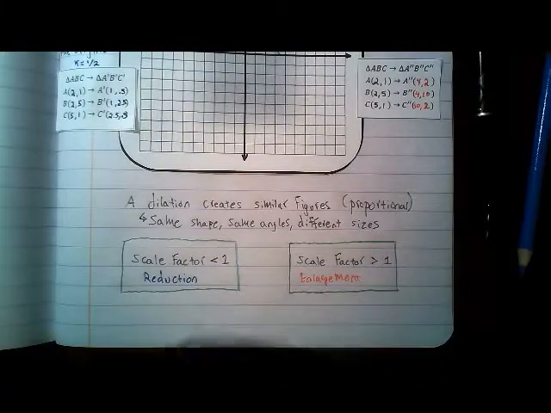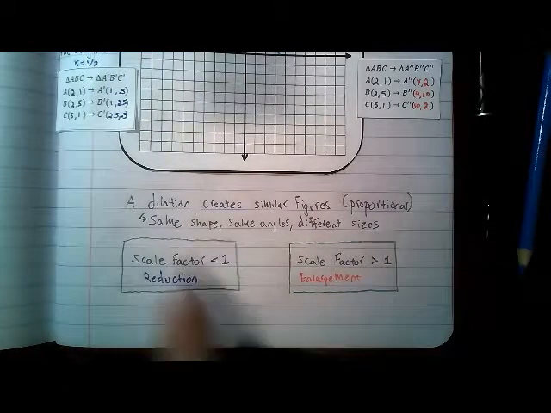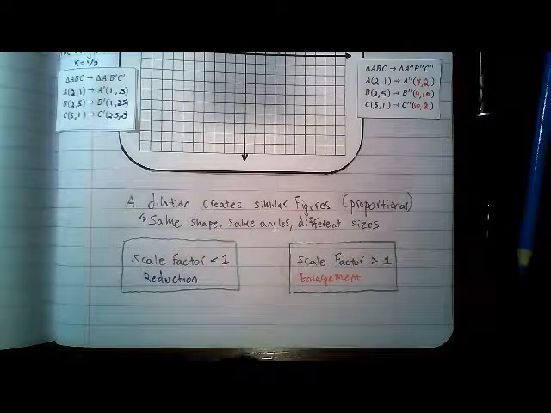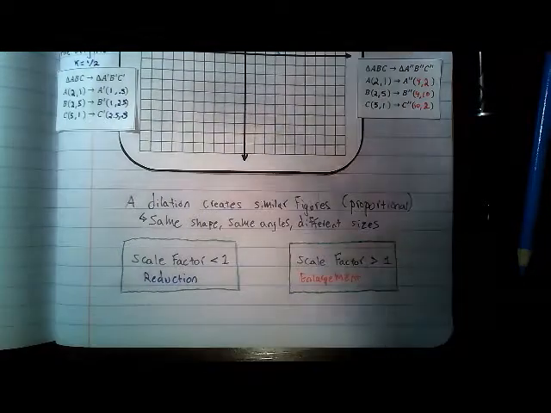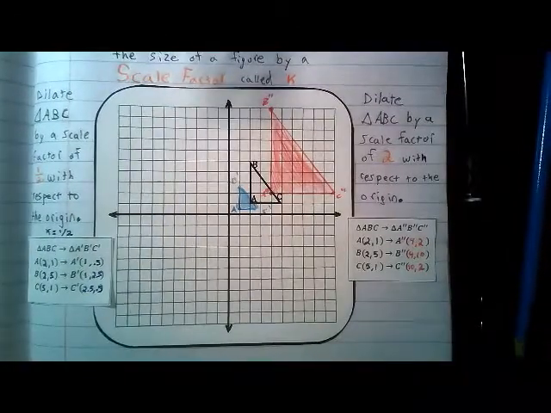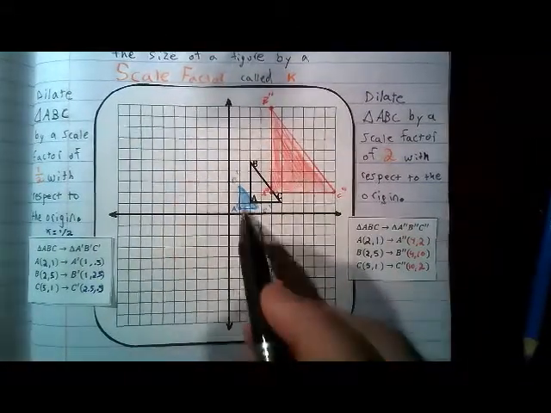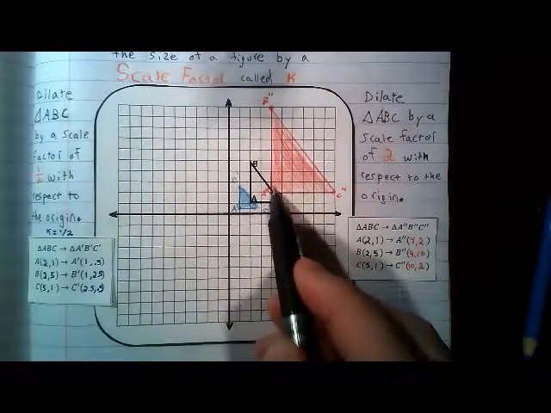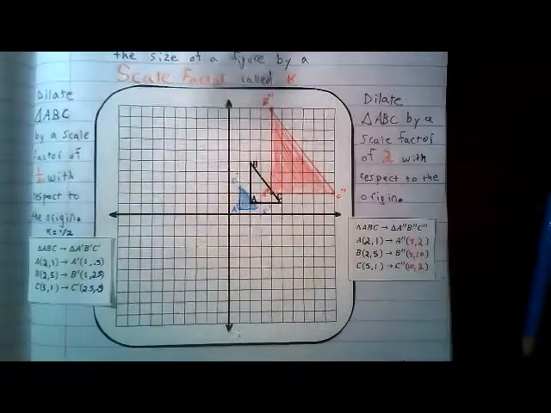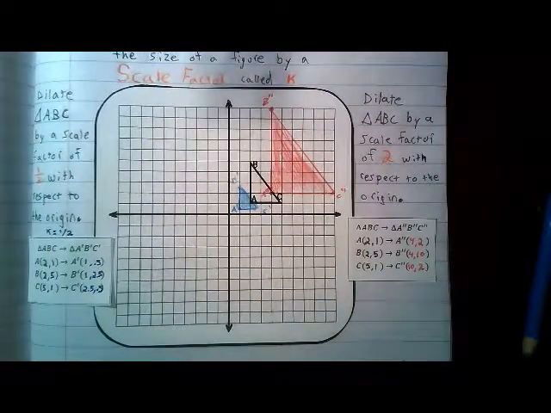If you move down in your notebook, we're going to have some more notes to write in. You can see a dilation creates similar figures. Similar figures are proportional figures. They have the same shape, the same angle measures, but they're different sizes. So if we take a look at our triangles, you can see that they all have a 90-degree angle. They're all right angles. And angle B, angle B, angle B, those are all the same measures. You could actually take out a protractor and measure it if you wanted to, but we know that they're proportional.